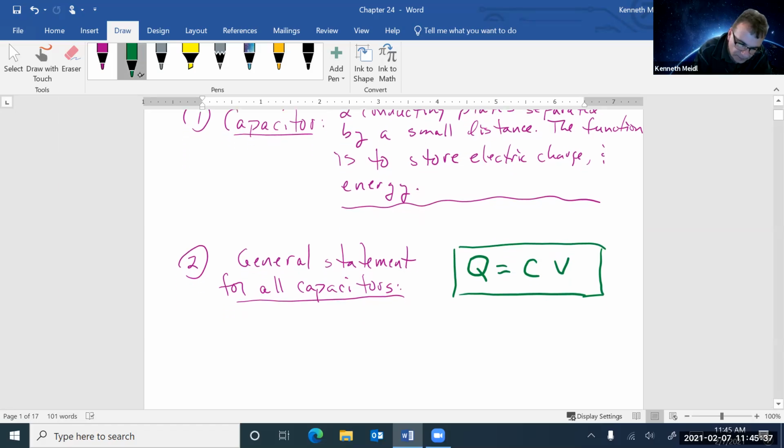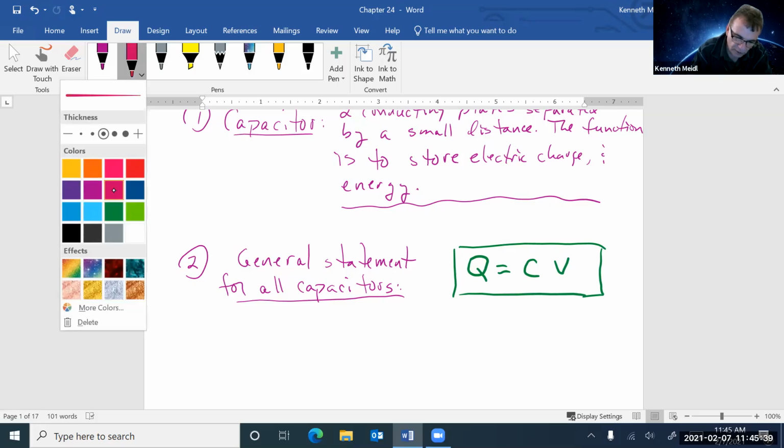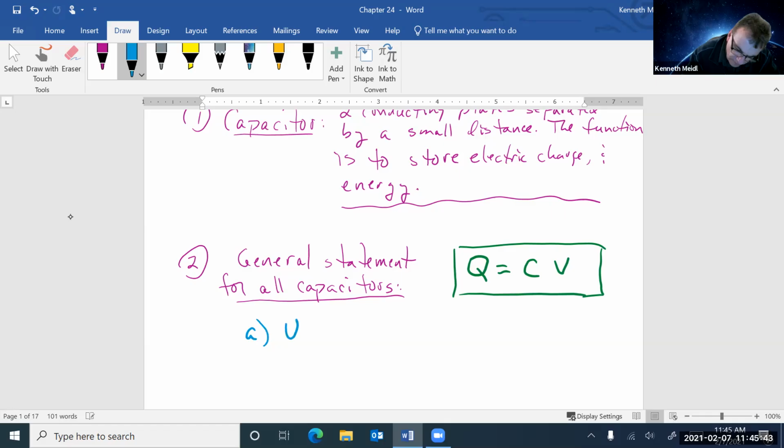Now take a look at these units, and they're not entirely intuitive, right? Q equals C times V.